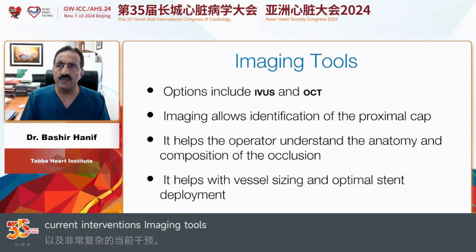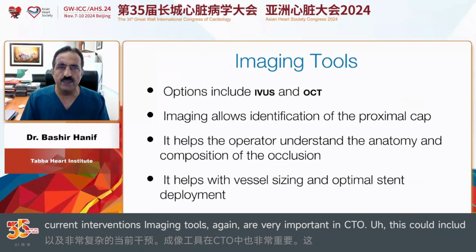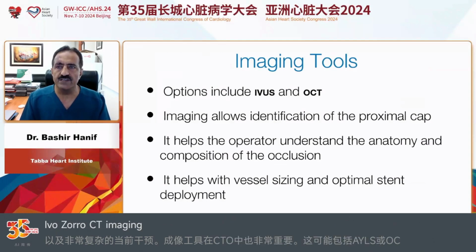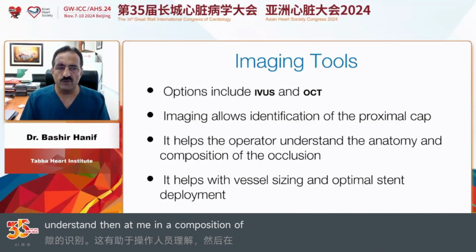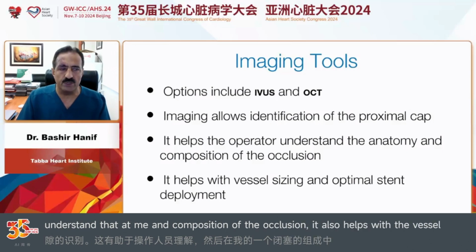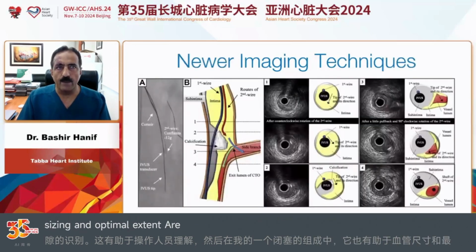Imaging tools again are very important in CTO. This could include IVUS or OCT. Imaging allows identification of the proximal cap. It helps the operator understand the anatomy and composition of the occlusion. It also helps with vessel sizing and optimal stent deployment. These are some of the examples.